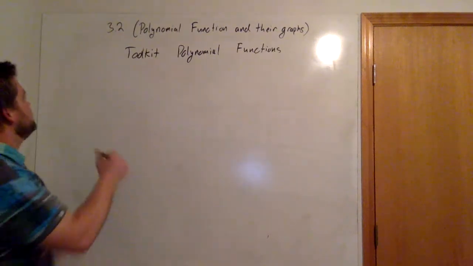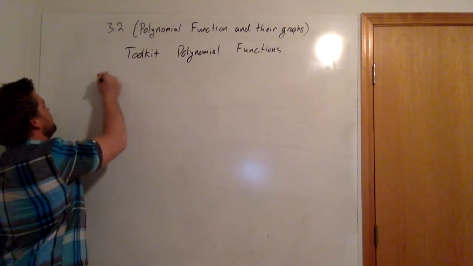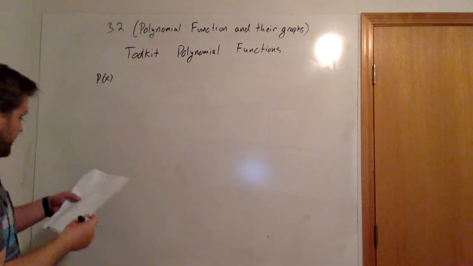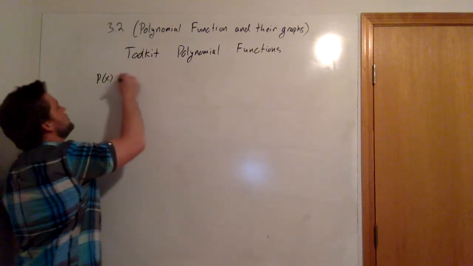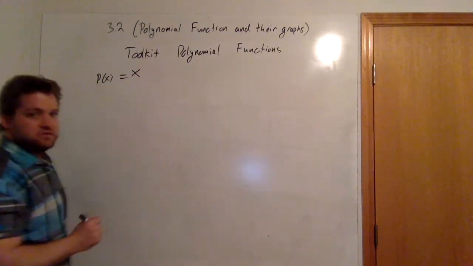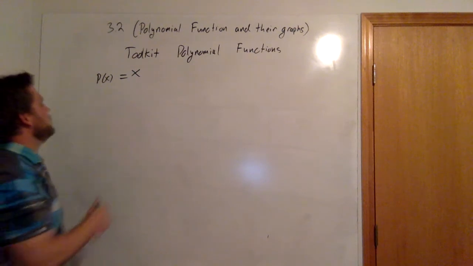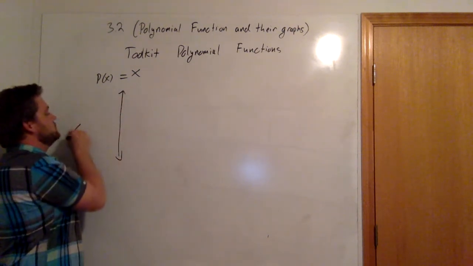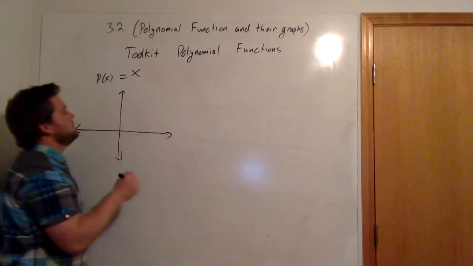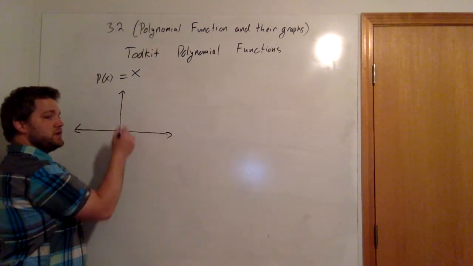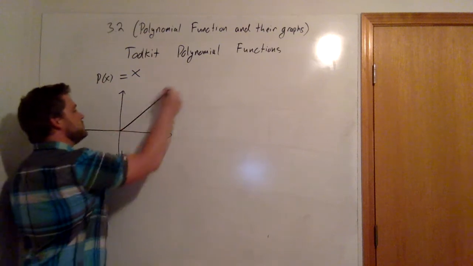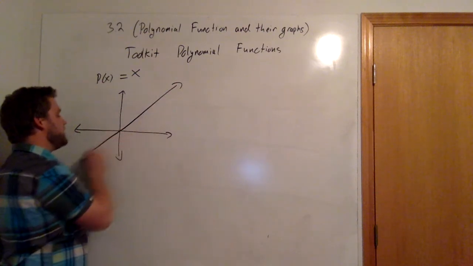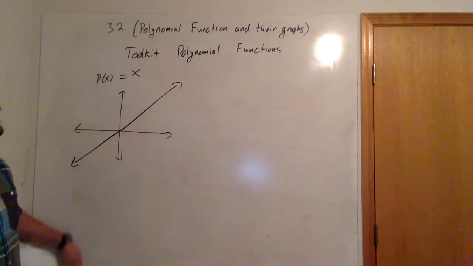So for the very first one, let's say we have p of x, which is just equal to x. So this is a first degree polynomial. In this case here, whatever x value I plug in, I get out the same y value. This will actually be a line with slope 1 and y-intercept 0.